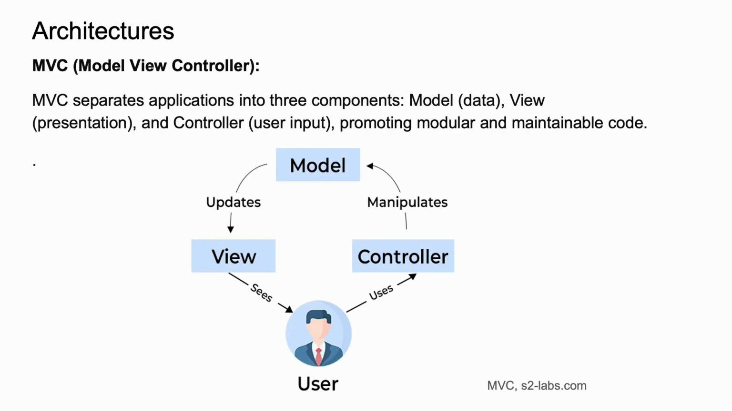Let's look at model view controller architecture. MVC separates an application into three interconnected components: the model, the view, and the controller. The model represents the data and the business logic. The view presents the data to the user interface, and the controller handles user input and updates the data model and view accordingly. MVC allows code reusability and scalability.